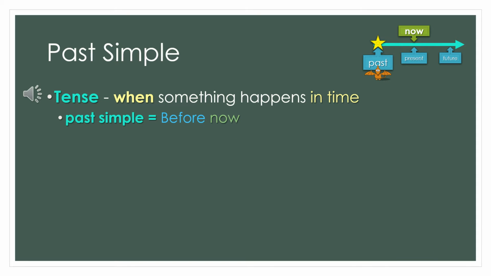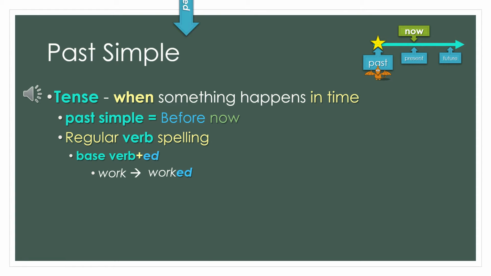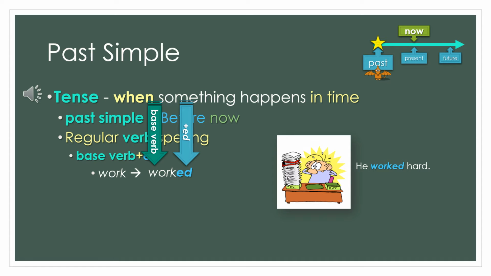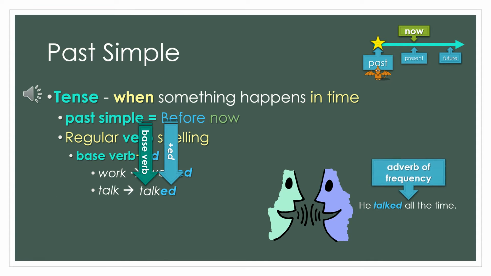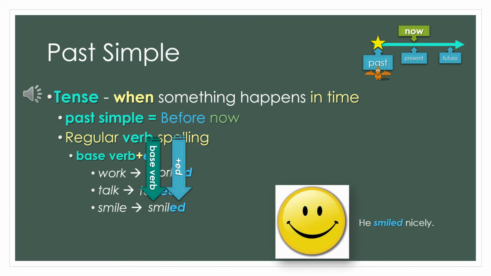To form the past simple with a regular verb, you use the base verb plus ed. For example, work becomes worked. He worked a lot. Talk becomes talked. He talked all the time. Please notice, all the time is an adverb of frequency. Smile becomes smiled. He smiled nicely.